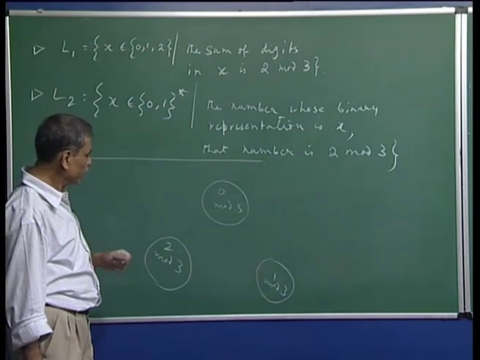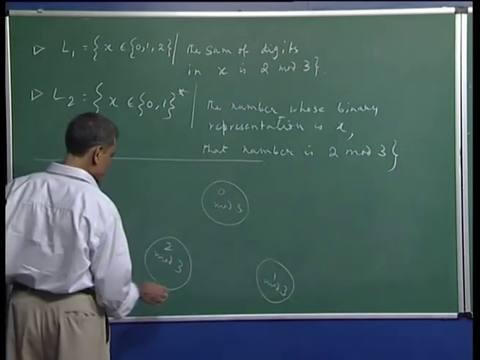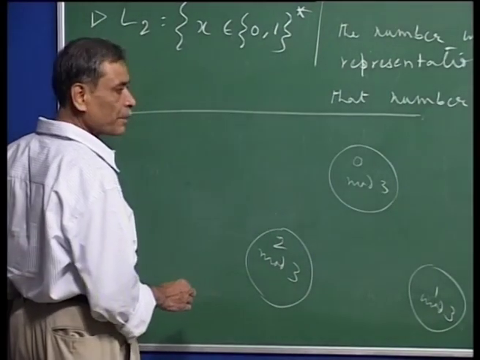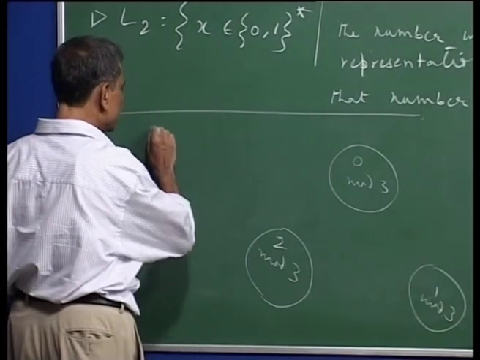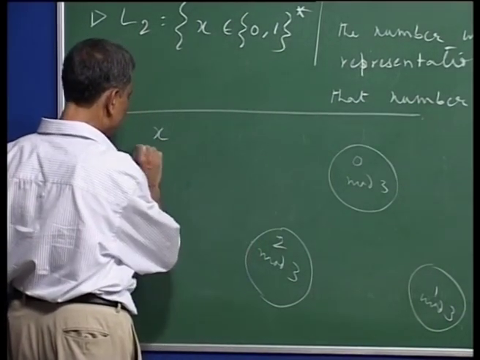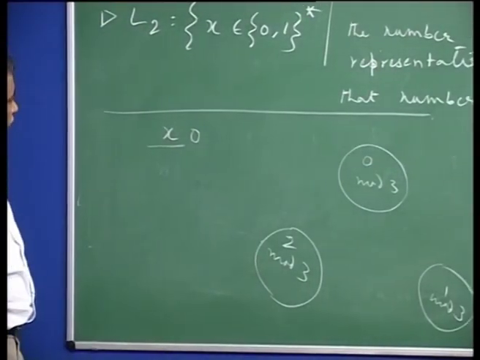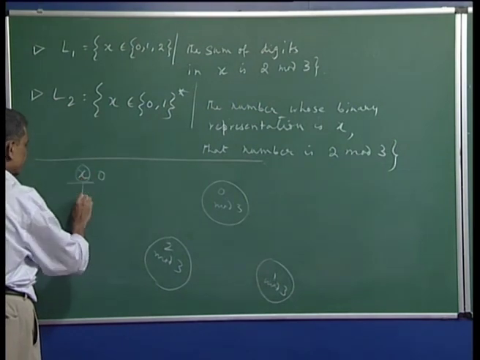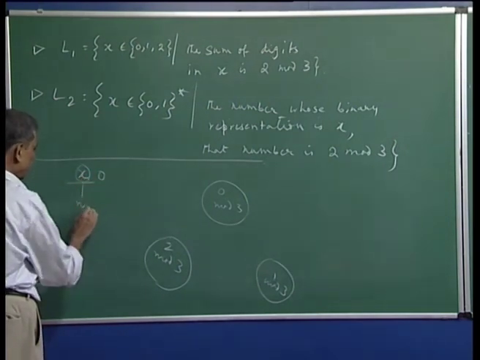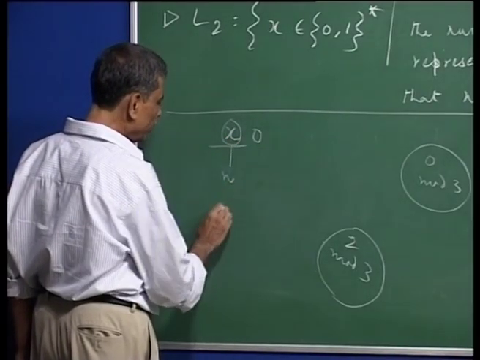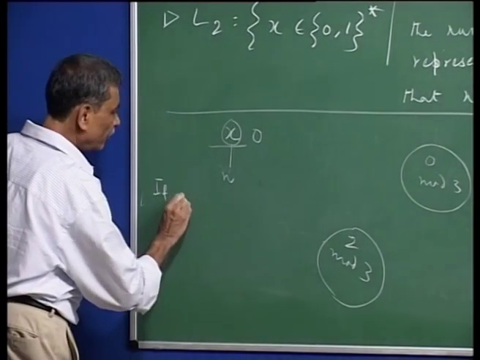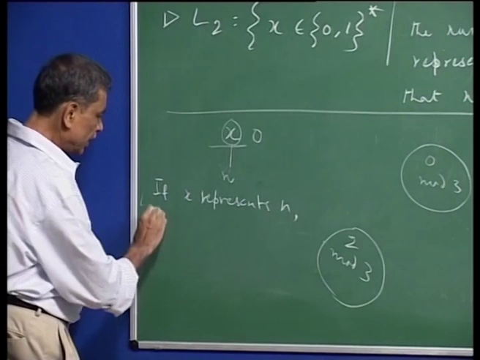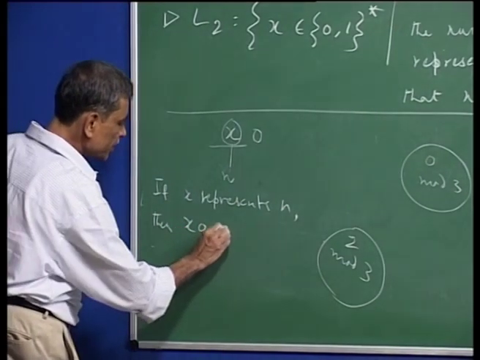So what should be the transitions? Let me take one of these states. There are two transitions, right? Transition on 0 and transition on 1. Suppose some string x has taken the machine to this state and now a 0 comes. If the binary string x represented the number n, then what does the binary string x0 represent?